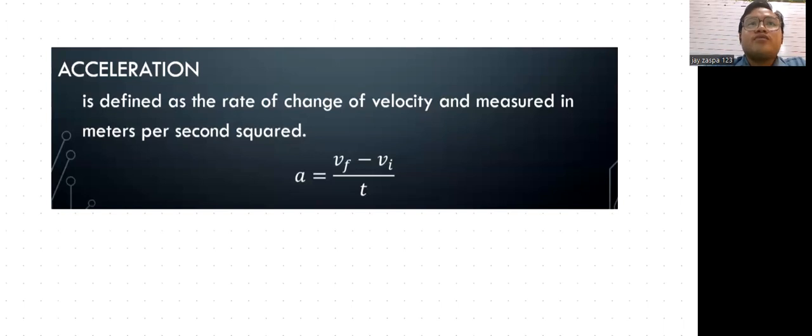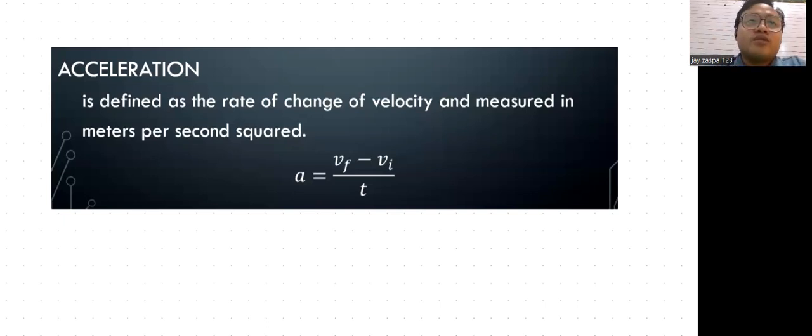Acceleration is defined as the rate of change of velocity, measured in meters per second squared. That means acceleration is the change of velocity. In other words, it could accelerate or decelerate, depending. If it accelerates, that means it goes higher. For example, I'm driving and I start at 18 meters per second and end up at 180 meters per second. That's why the velocity increased. When it increases, that is what we call acceleration, or a change of velocity.